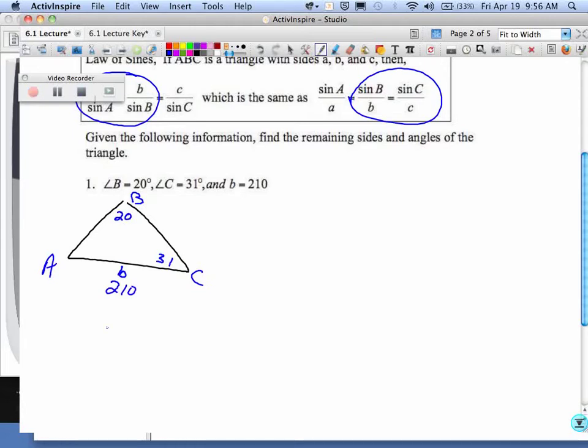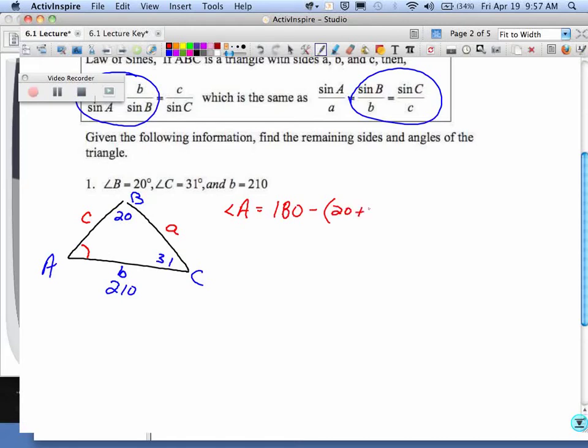So what can we do first? Can't we find the side C? Sure. But let's do this first. My suggestion is whenever you are working with triangles, whether you need it or not, if you know two angles, just find the third one, just in case it would spark something for you. So angle A will be 180 minus 20 plus 31. What are we getting? 129 degrees. Whether I need it or not, I'm finding it.